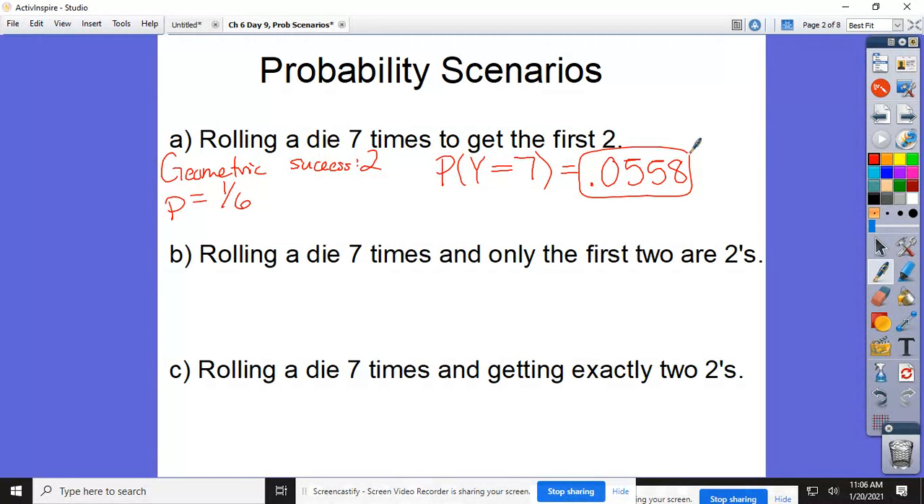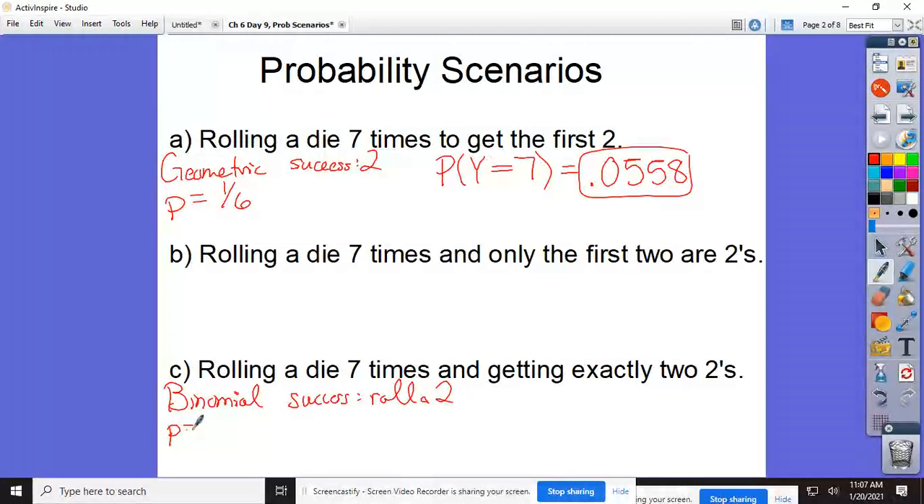I'm going to skip and go to C. What kind of problem is C? Because our X is number of 2's, number of successes. So it's binomial. I'm still defining success as rolling a 2. I've got rolling a 2 up there. Here, I would write roll of 2 just because it happens to be that X is 2.